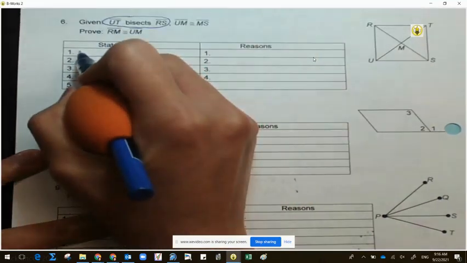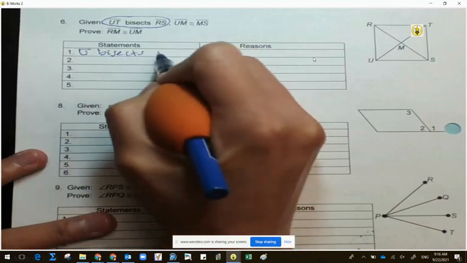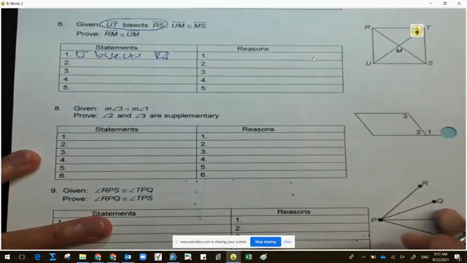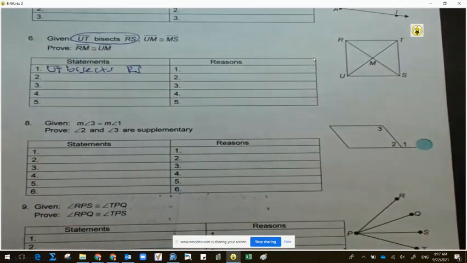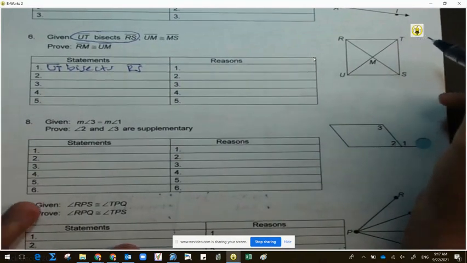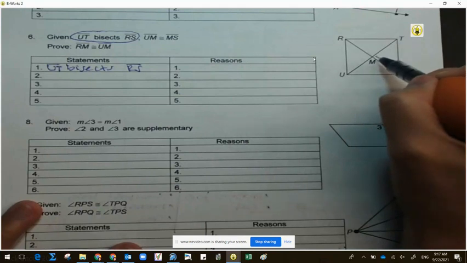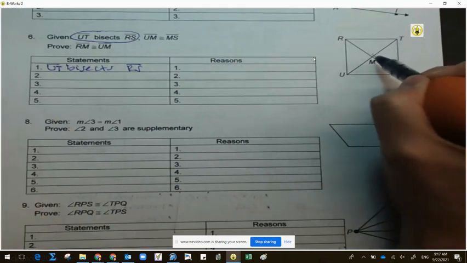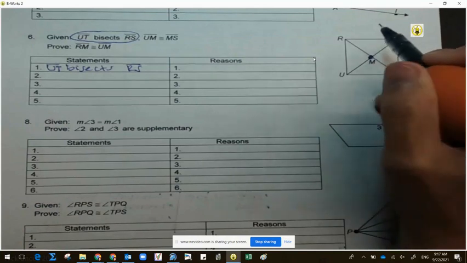Let's go ahead and write out the first given. UT bisects RS. And I'll just write UT. Let's analyze that first. So UT is going to cut RS. So here's UT bisects RS. So UT is going to bisect RS.